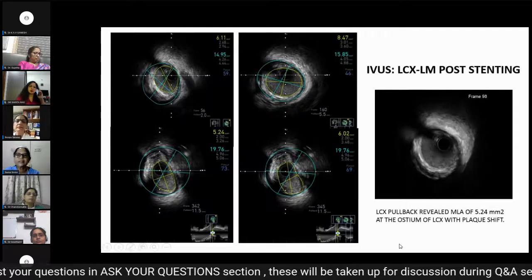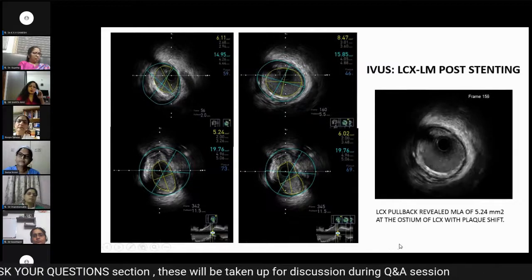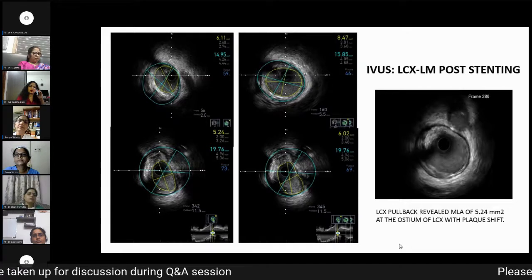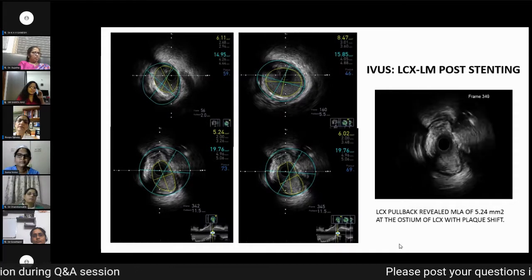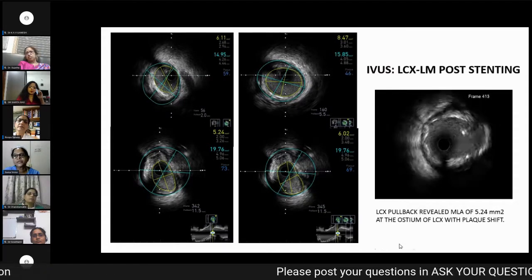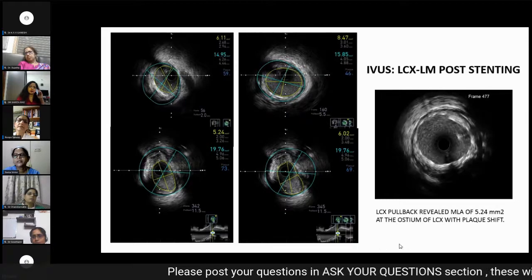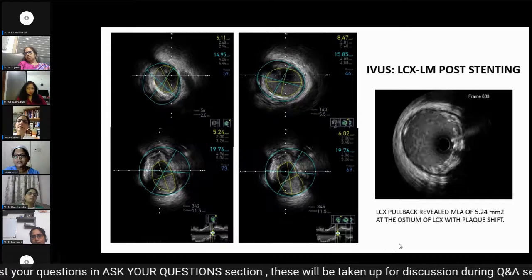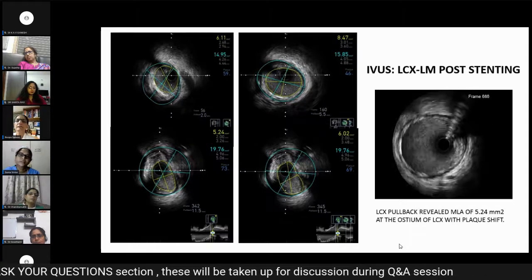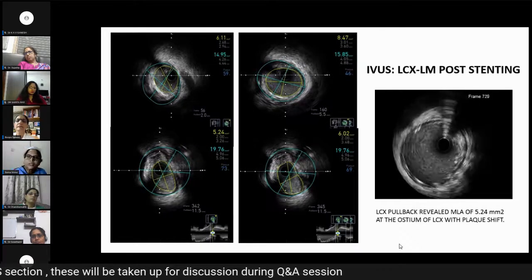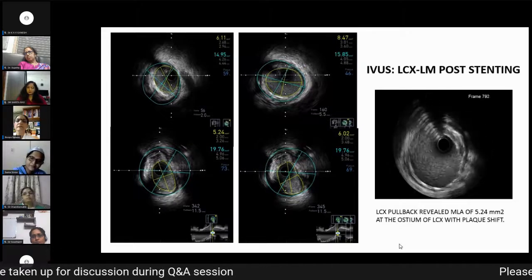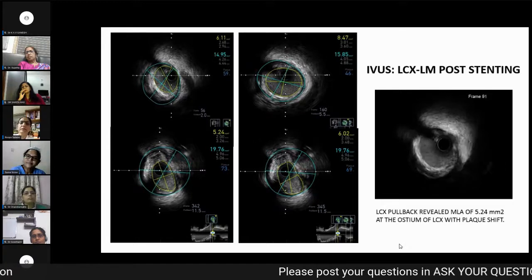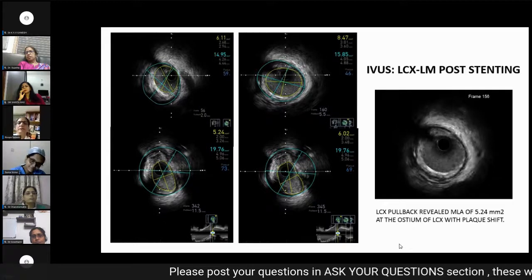Now coming from the circumflex, there seems to be some distal disease, and that was the ostium. But the area was good. There seems to be some plaque shift into the circumflex ostium. Now, what do you think we should do at this point, Dr. Jyotsna? Yeah, still we should do the FFR.